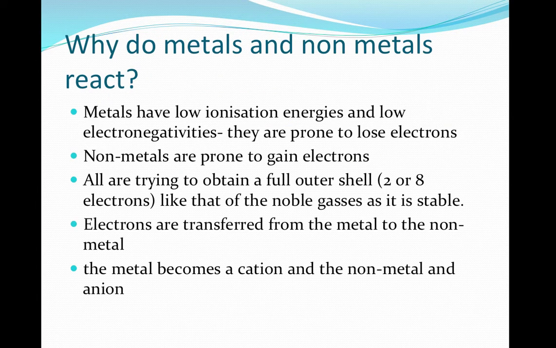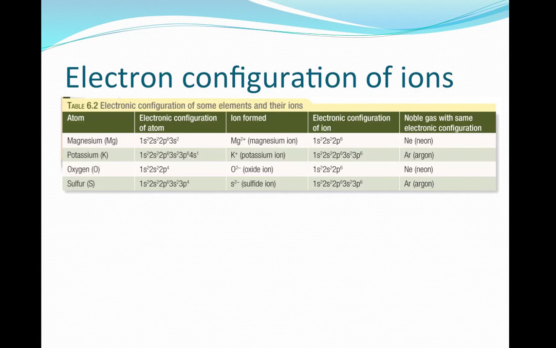Okay. Why do they react? Pretty simple, really. Metals have got low ionization energies. They don't have a very good hold on their electrons. They're prone to giving them up. Non-metals are the opposite. Very high electronegativities, really going to pull them in. Both of them are trying to get that full outer shell, which is normally a stable octet of 8. For the very first few elements, we're just looking for 2 in the outer shell. Basically, they want an electron configuration that mimics one of the noble gases, which is the most stable configuration. Okay? So to get that and make everyone happy, we transfer electrons from the metal over to the non-metal.